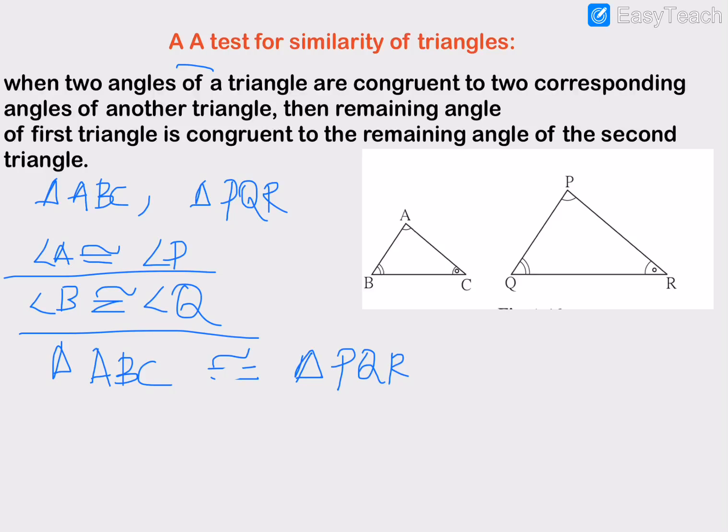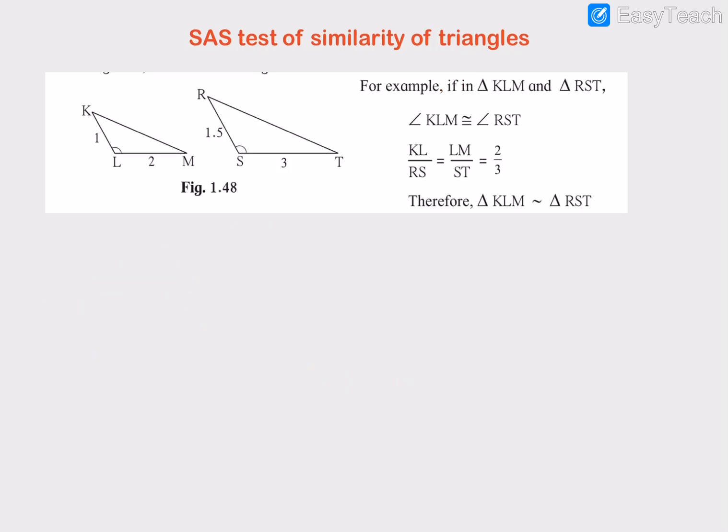So the symbol for similarity is this symbol. So triangle ABC is similar to triangle PQR. How are they similar? We need the condition that only two angles are congruent. We can say that triangle ABC is similar to triangle PQR if angle A is congruent to angle P and angle B is congruent to angle Q. So this is the AA test for similarity of triangles.